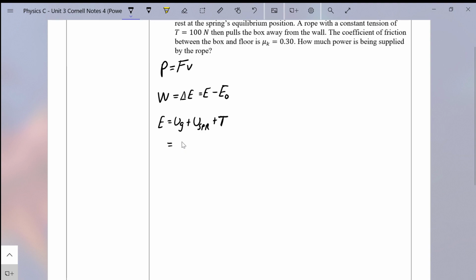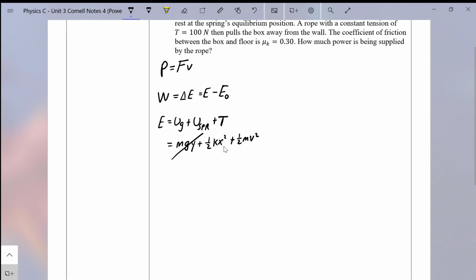So the U_G term is mgy, U spring is 1/2 kx squared, and T is 1/2 mv squared. We know that during this whole motion the block isn't going to be lifted up off the ground, and so we can say that y0 and y final are both going to be 0, and so those mgy terms go away in both energy equations.